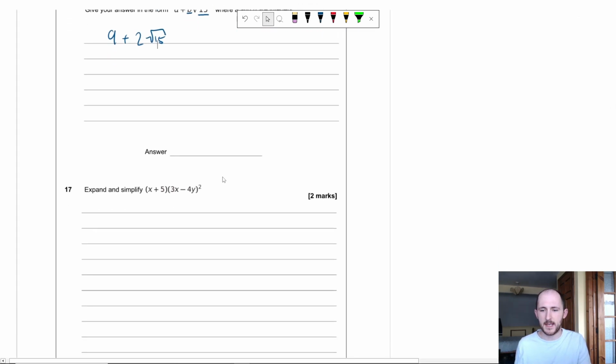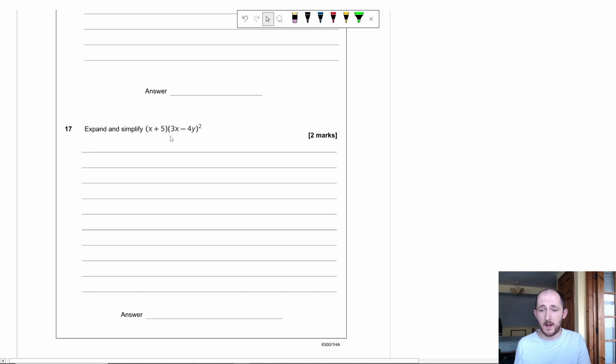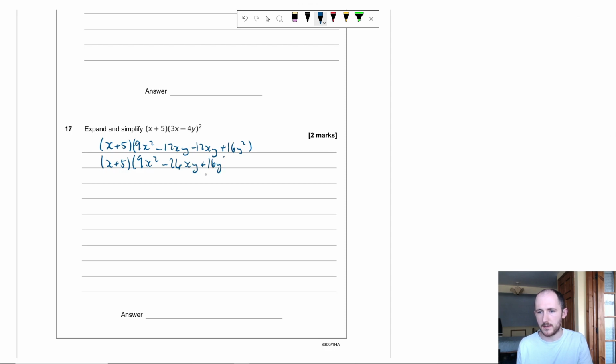Nice and easy. Expand and simplify. We have 3x plus 5 and then 3x minus 4y, and this is expanding triple brackets. Pretty tedious, but it's not too bad. So times x plus 5. Then in this case we have 9x squared minus 12xy minus 12xy, and then plus 16y squared. So let's gather the like terms now. x plus 5, 9x squared minus 24xy plus 16y squared.